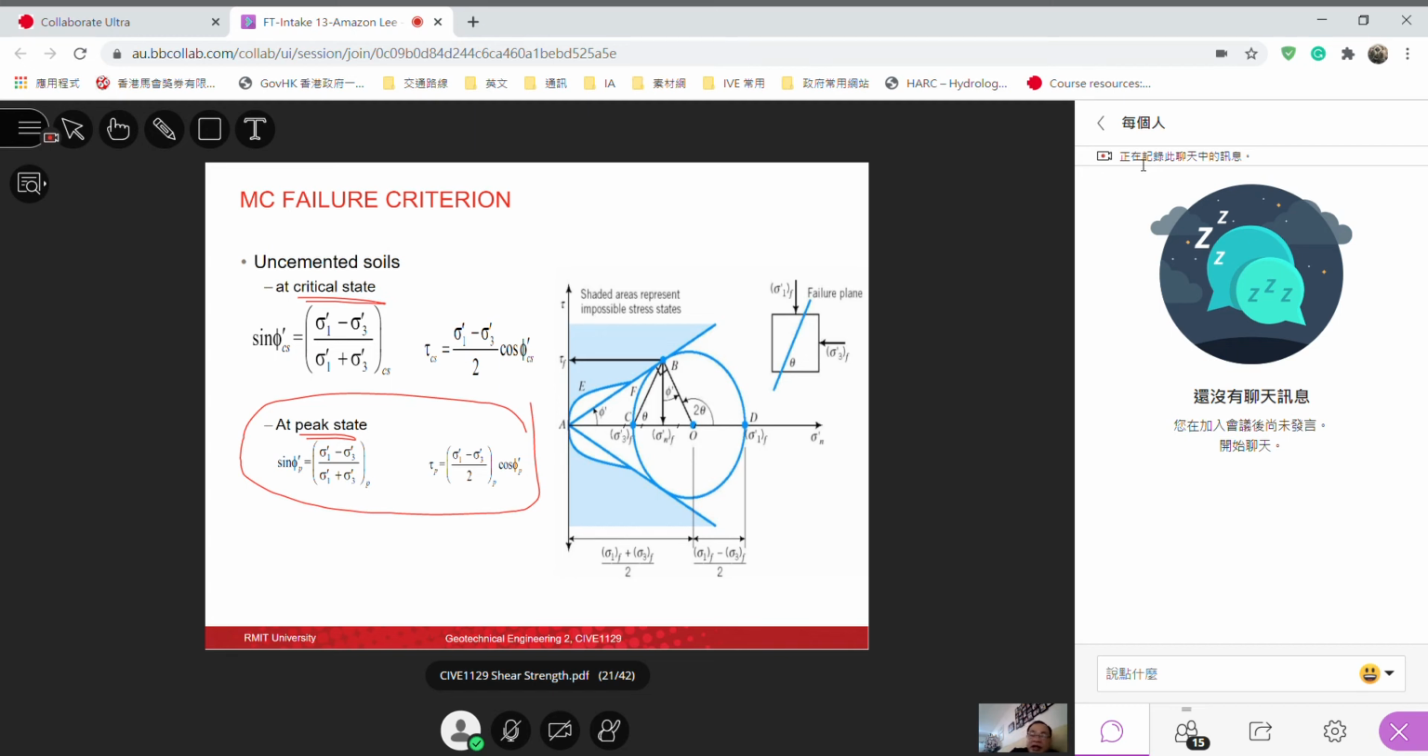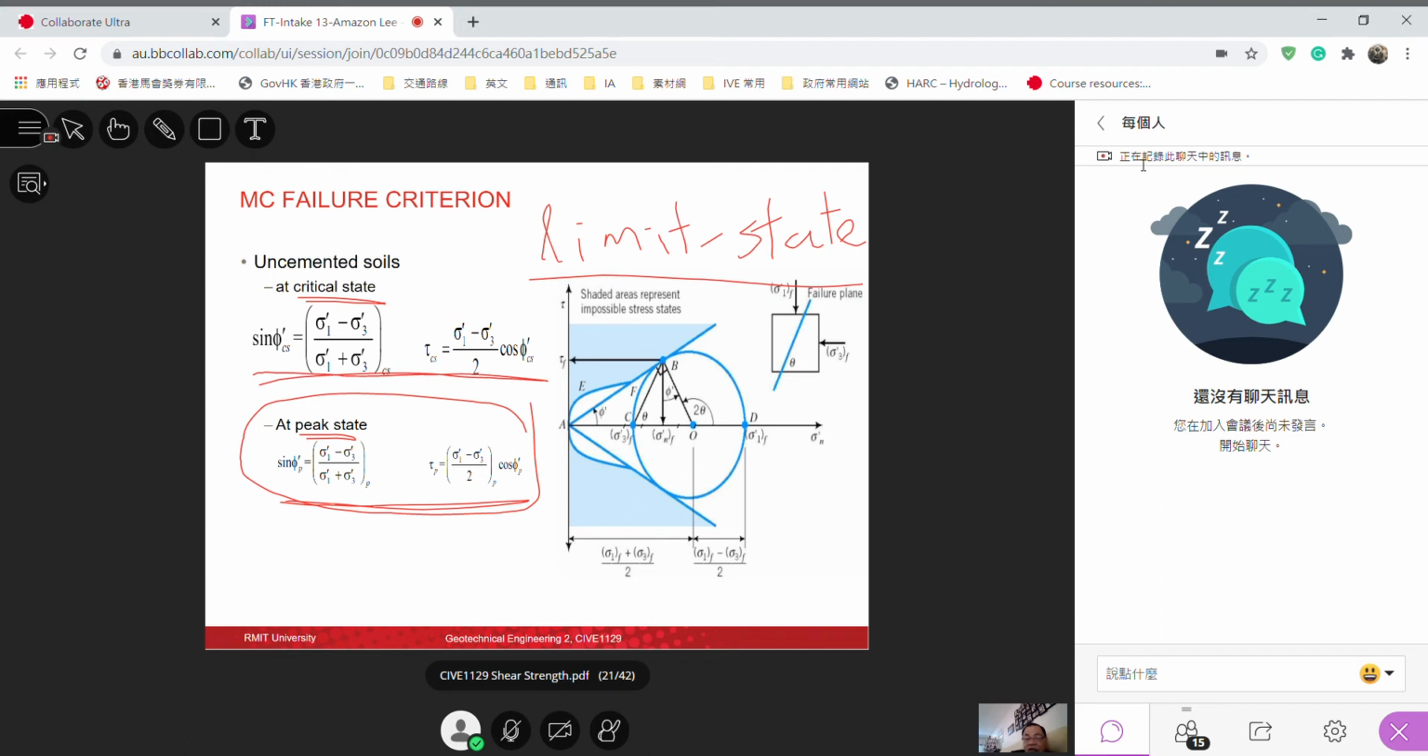We just learn limit state. What you are learning is limit state soil mechanics. Limit state soil mechanics assumes the soil at the peak state is equal to the soil at critical state. So the relationship that I showed you applies for both critical state and peak state. Okay, so we don't make the distinction between them.